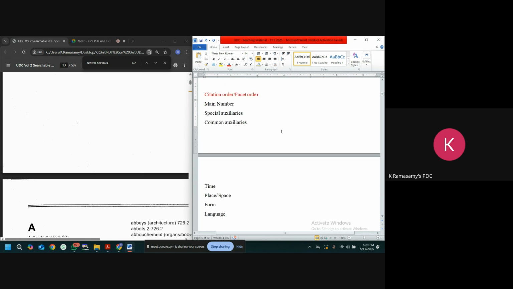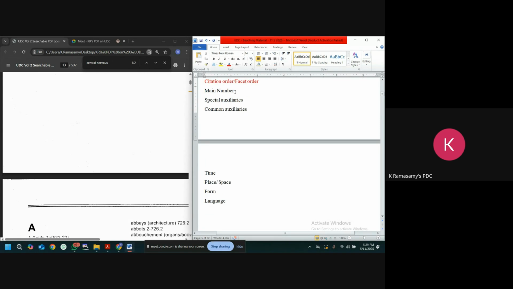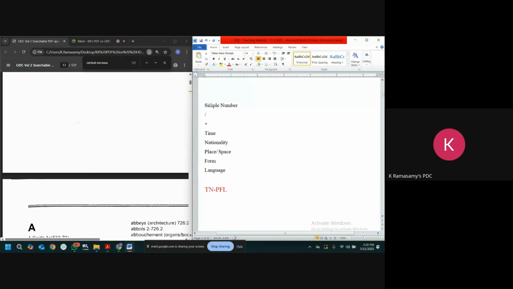Now, what is citation order? In colon classification, we say first you write the main class, followed by P, then M, then E, then S, then T. This is the standard facet formula given by Dr. S. R. Ranganathan. In the same way, UDC also prescribes a particular facet order. Two different kinds of orders are there. First, the main number, then the main number with special auxiliaries, then common auxiliaries, then time, then place, then form, then language. Otherwise, a simple number with a slash or a plus, then time, nationality, place, form, language.